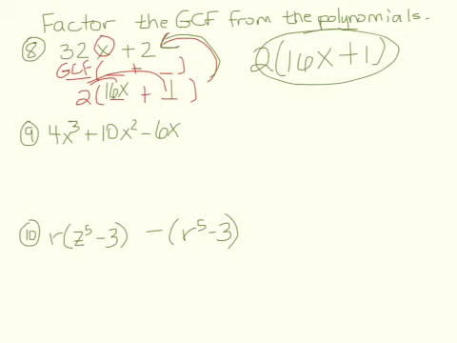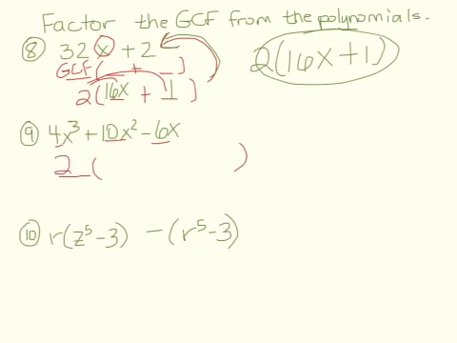Now let's factor the greatest common factor from the polynomial 4x to the third plus 10x squared minus 6x. So the greatest common factor between 4, 10, and negative 6, first of all, they aren't all negative, so they don't share a negative. So the greatest common factor between 4, 10, and 6 is 2. Now remember, that's going to go outside of parentheses. So I'm going to have a 2 out here.